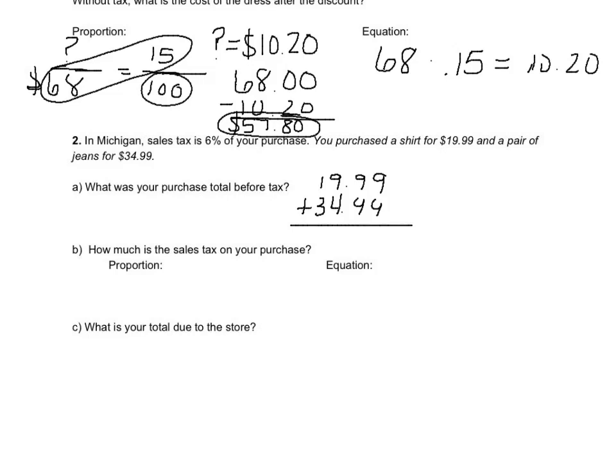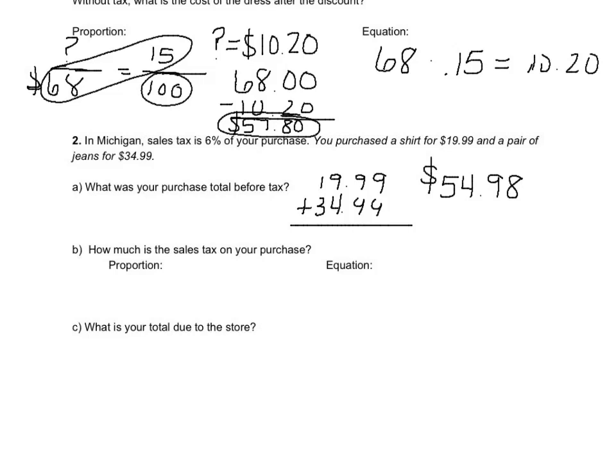And again, this would be work that you would need to show me on any sort of test or quiz, but then you could use your actual calculator for the addition. Once we add those two up, we get $54.98. So that's our total before tax. Part B, how much is the sales tax on your purchase?